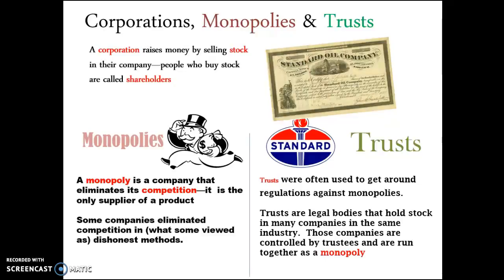You also have trusts. Trusts were often used to get around regulation against monopolies. Trusts are legal bodies that hold stock in many companies in the same industry. These companies are controlled by trustees and are run together as a monopoly.